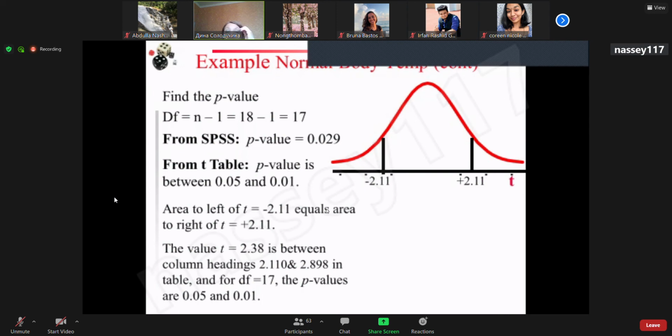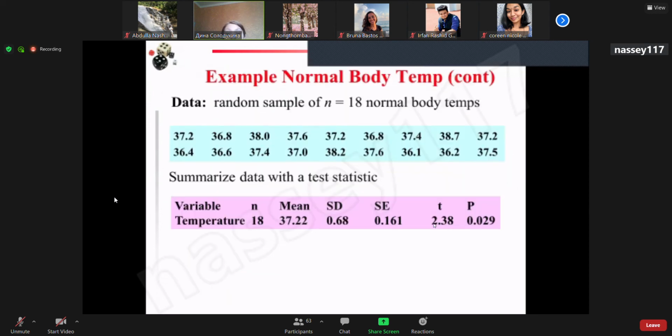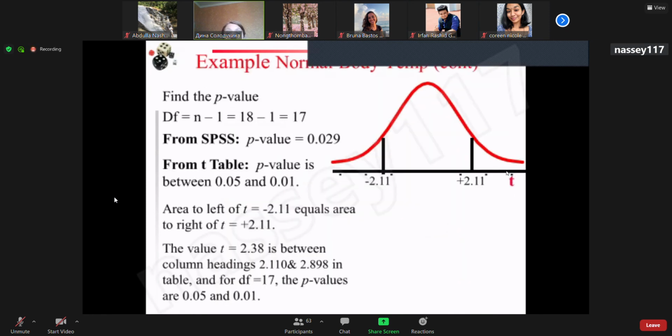So for critical values, the area to the left is minus 2.11, and to the right 2.11, and our t, which is taken from the formula, is 2.38. Okay, 2.38 is here, which means in the area of rejection. So the value of 2.38 in the table shows the area of rejection. So we have to decide.